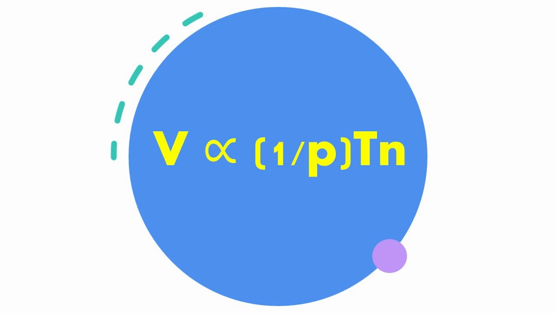In all the cases, you can see that volume is directly proportional to 1 by P, volume is directly proportional to temperature and volume is directly proportional to n. So you have to combine all these equations. So what will you get? V is proportional to 1 by P into T into n. We can replace the proportionality by a constant. So what will we get?